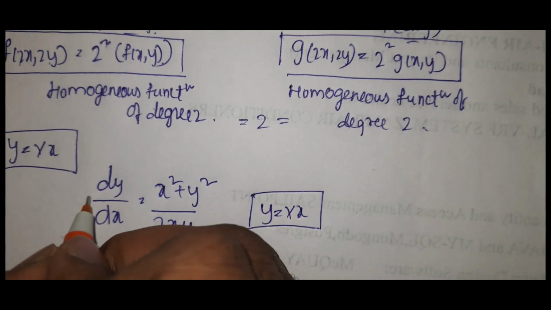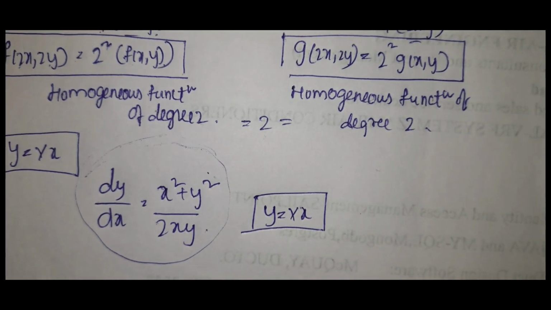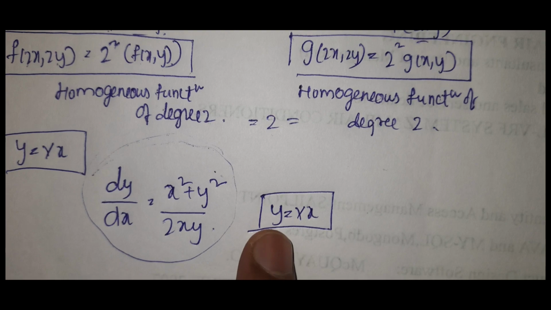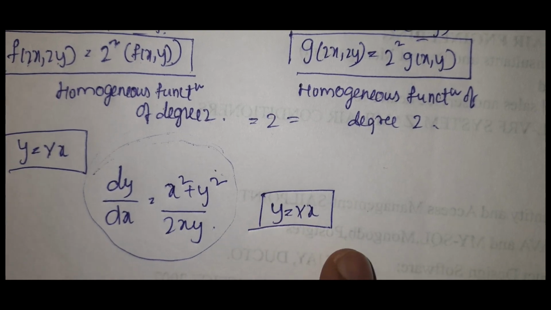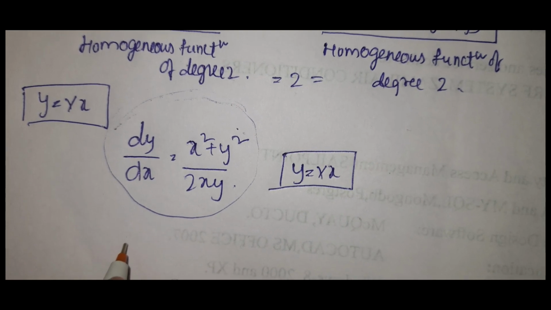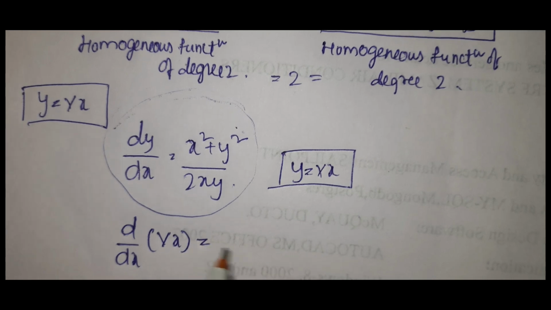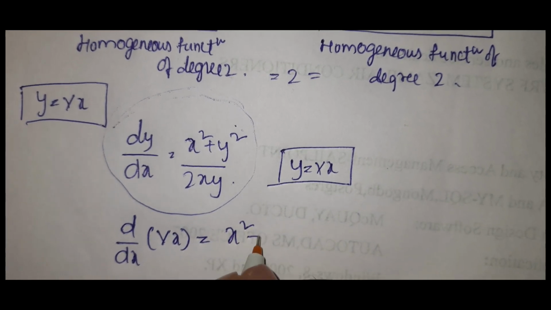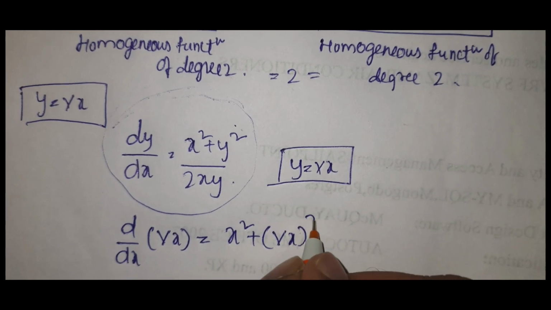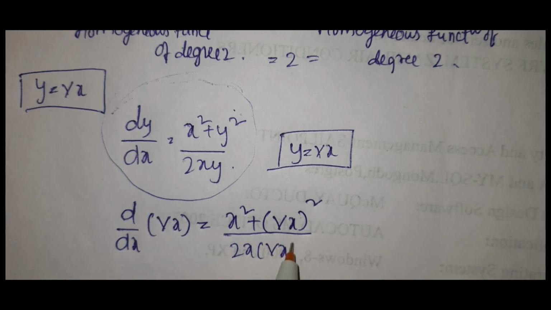Because this is a homogeneous differential equation. This whole thing is a homogeneous differential equation. So that's why we are changing y to vx. We are replacing y with vx to solve the problem easily. So wherever I find y, I'll replace it with vx. d by dx of vx is equal to x square as it is plus y, which I'm replacing with vx whole square, and then in the denominator 2x into vx.